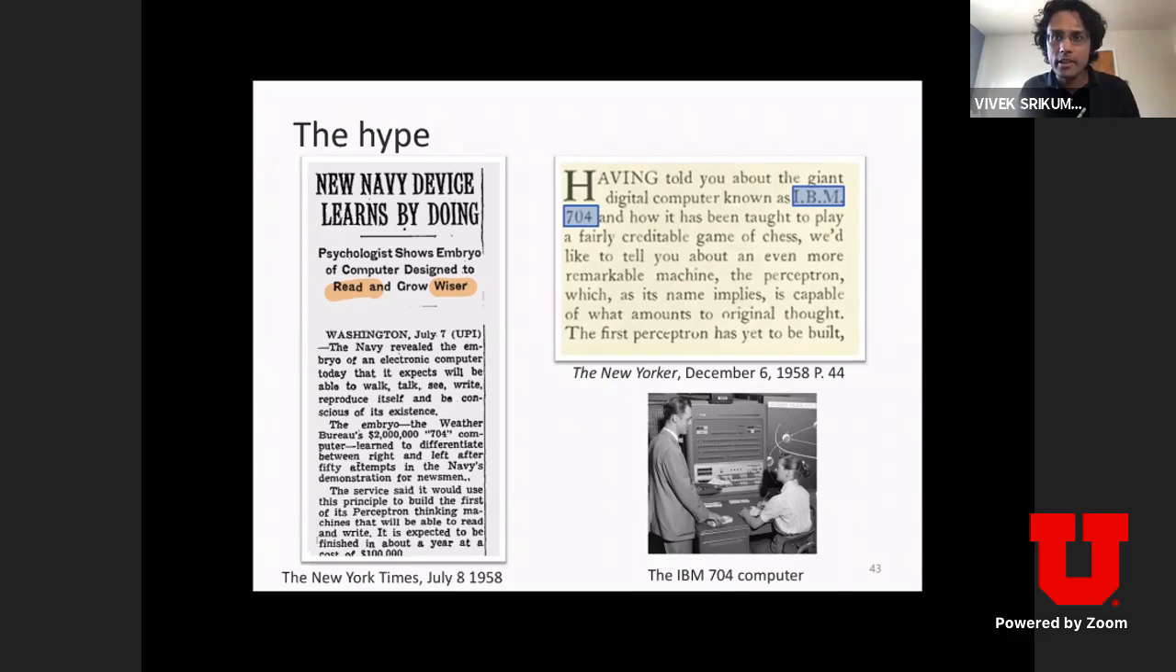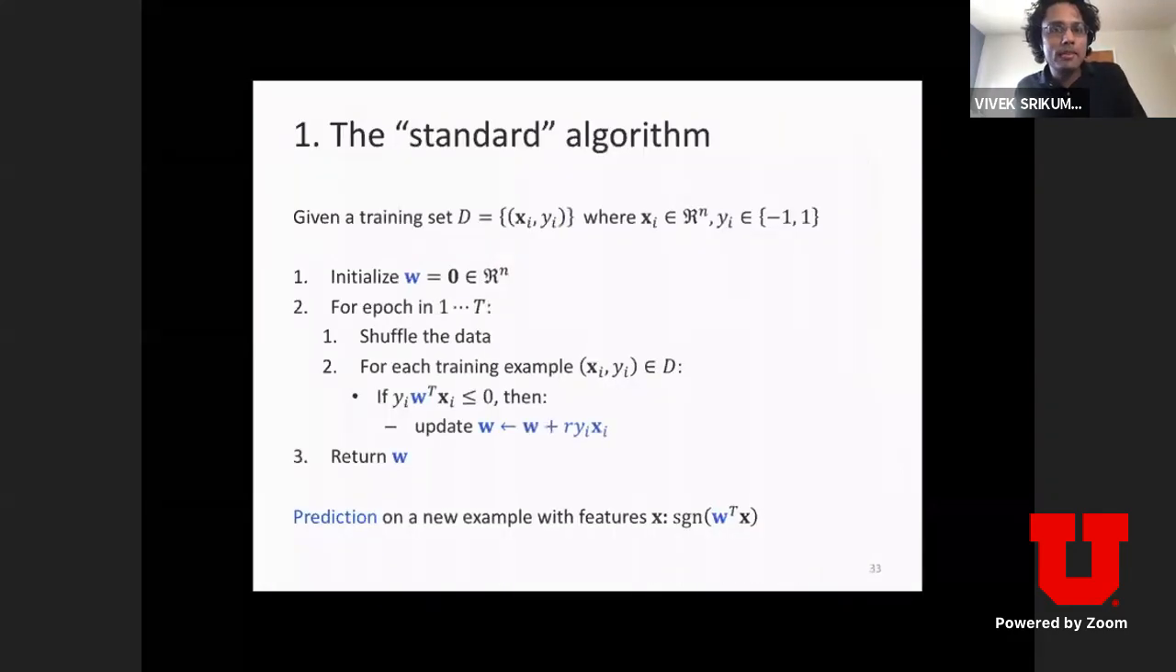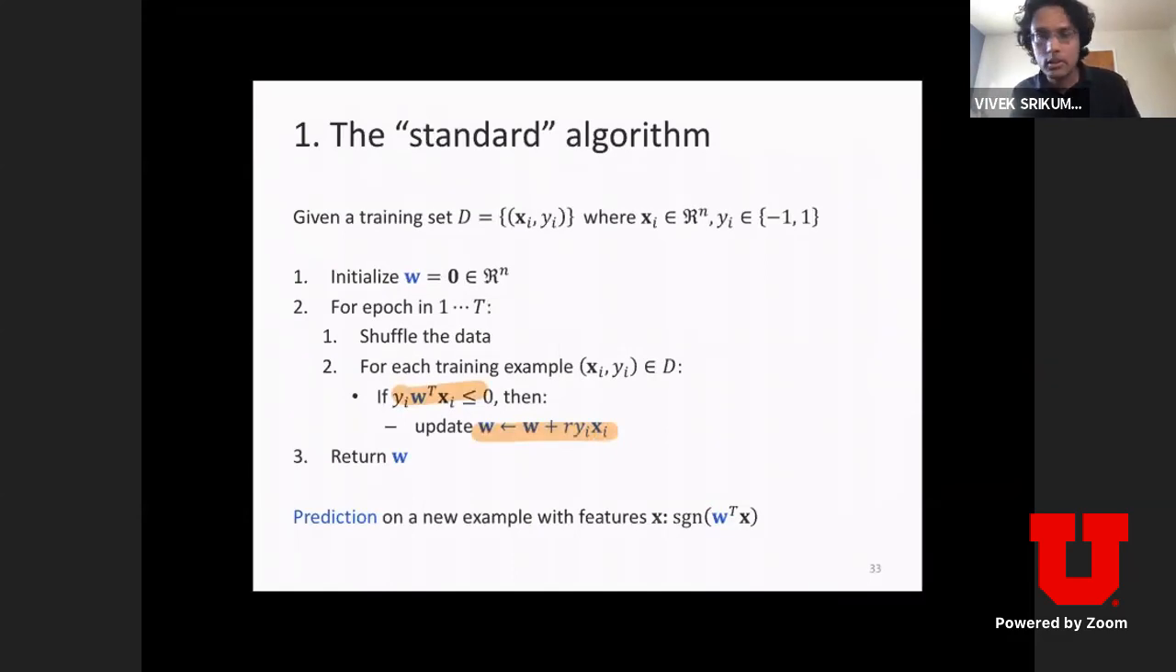Basically, funding was pulled off for artificial intelligence research, in particular because of something that we'll see in a bit, because of a book that basically showed that the perceptron, being a linear classifier, cannot represent the XOR function. And suddenly people were like, if it can't even recognize XOR, then how can it learn to read and grow wiser? There's a lesson in there somewhere about exaggeration, but I want you to keep this simple algorithm in mind. This is all the perceptron algorithm is. You shuffle the data, and if there's a mistake, you make an update by adding the weighted examples, adding the features with the correct sign to the weights.